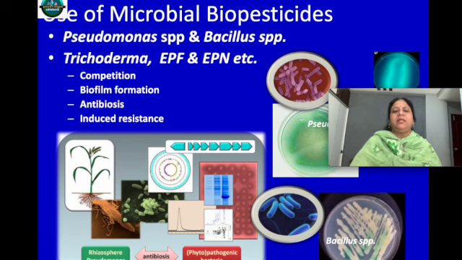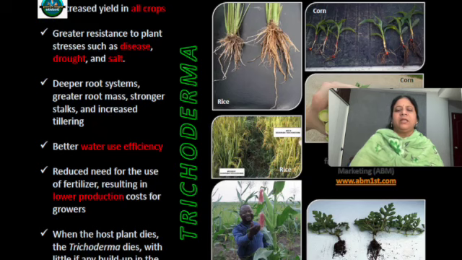You can see various types of microbes which are permitted in organic farming: Pseudomonas, Bacillus, which are bacteria, Trichoderma, EPF, entomopathogenic fungi, and entomopathogenic nematodes. Trichoderma requires a special session, because it is a super fungus, a special fungus, which gives so many solutions to plant health issues in organic farming.